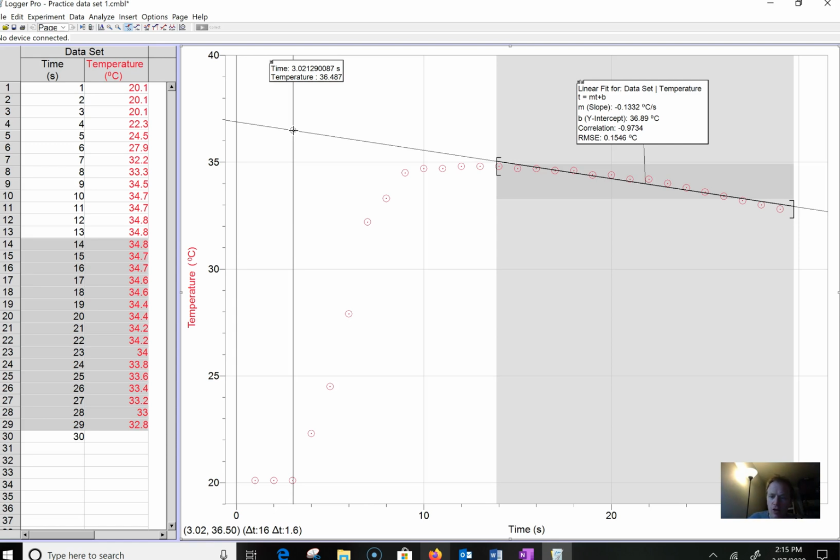And then I'm going to go back to the document here and we'll finish working this problem. But basically, again, instead of using the highest temperature that it actually got to, I'm using this value to predict the temperature it would have gotten to if there had been no heat loss. 36.5 is what I said we're going with.